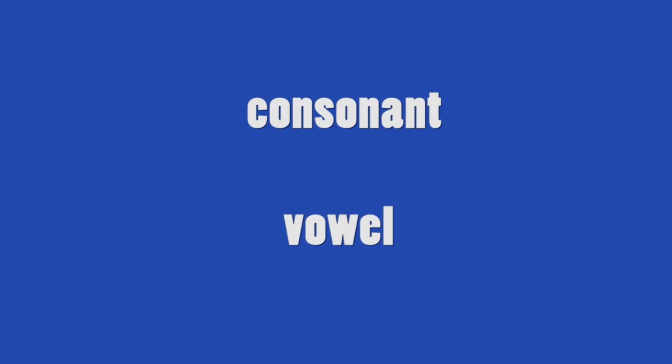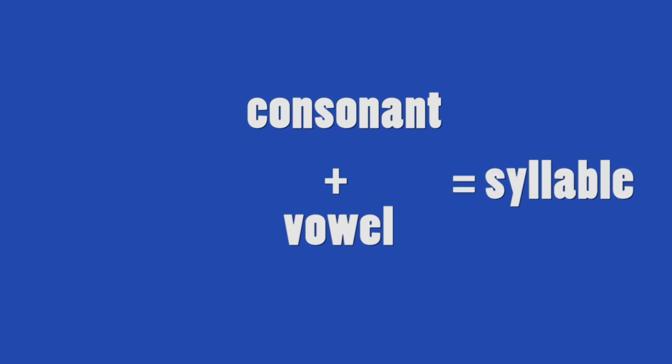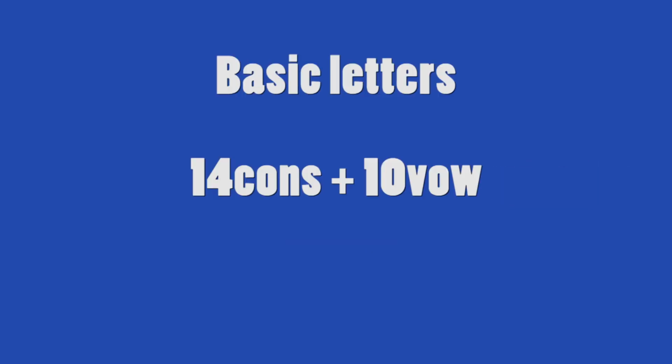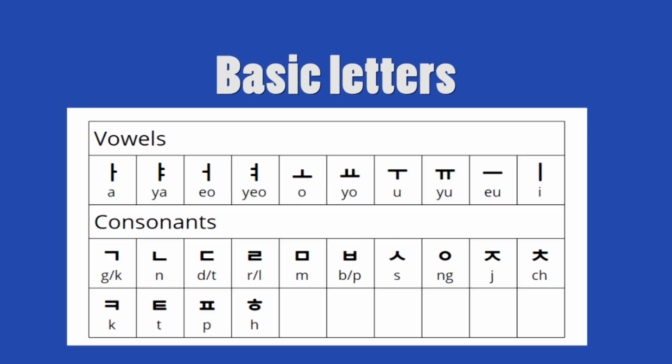Of course, it's just like in English. It needs at least one consonant and one vowel to make a syllable. For the basic Hangeul letters, there are 14 consonants and 10 vowels. These are the 14 consonants and 10 vowels, and you can see the phonics below each letter.